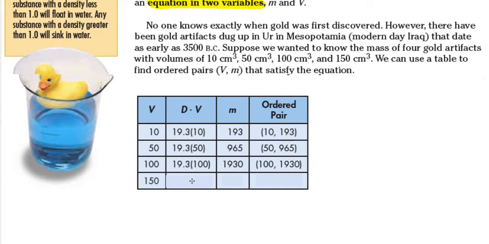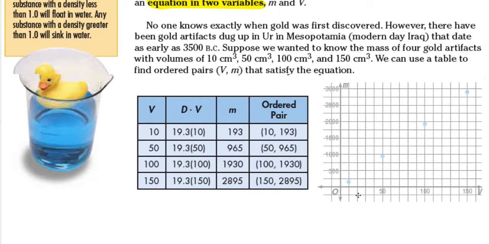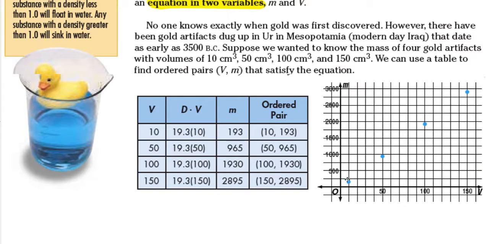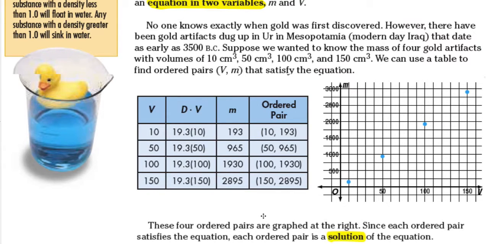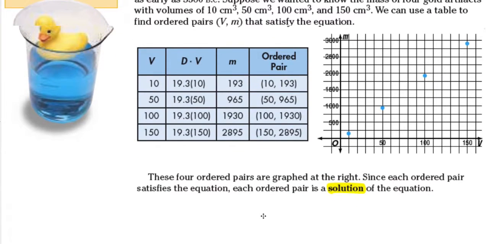And finally 150. Substitute that into the formula and we end up with a mass of 2895. That's the ordered pair (150, 2895). For every 150 cubic centimeters, the mass of gold would be 2895. We can graph these ordered pairs in the first quadrant. This is how you graph all 4 ordered pairs. Since each ordered pair satisfies the equation, each ordered pair is a solution of the equation.